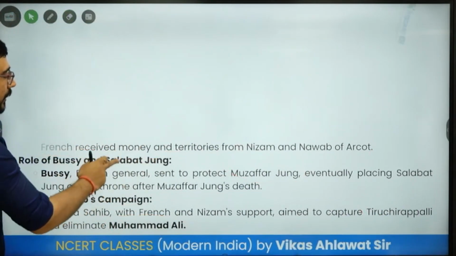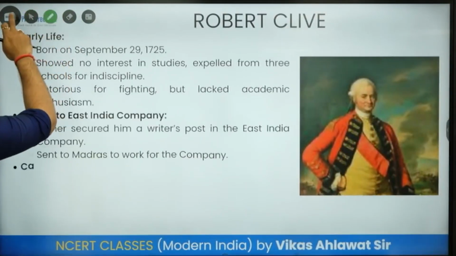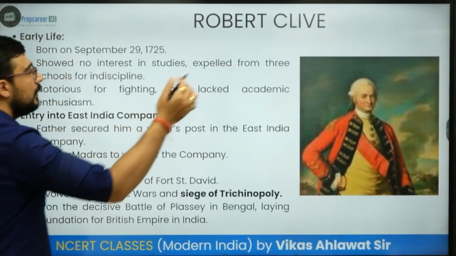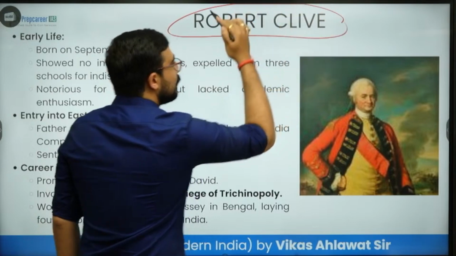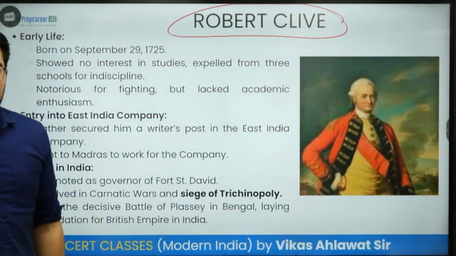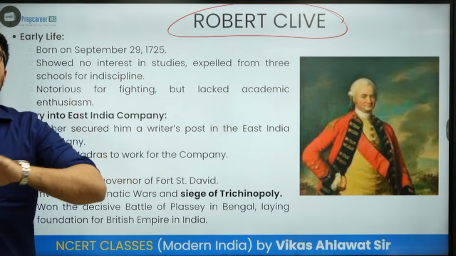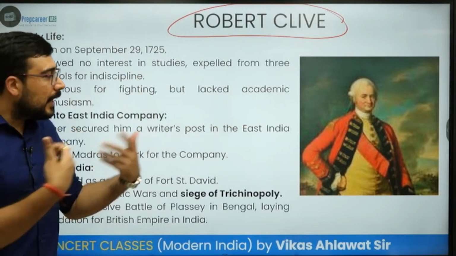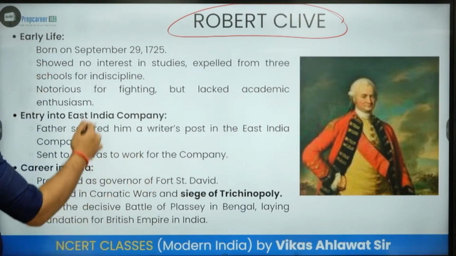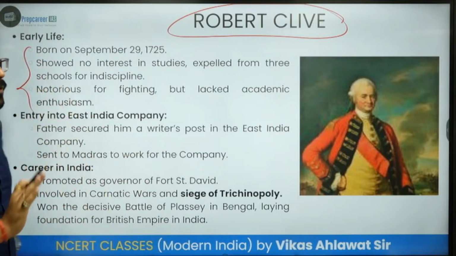So when Chanda Sahib went to Tiruchirappalli, the most important role will be played by Clive, because their focus will be on Tiruchirappalli, and Robert Clive will say we should go towards Arcot, and they will come back for it, and that's how the British changed the overall position. So let us just see what is the role of Robert Clive.